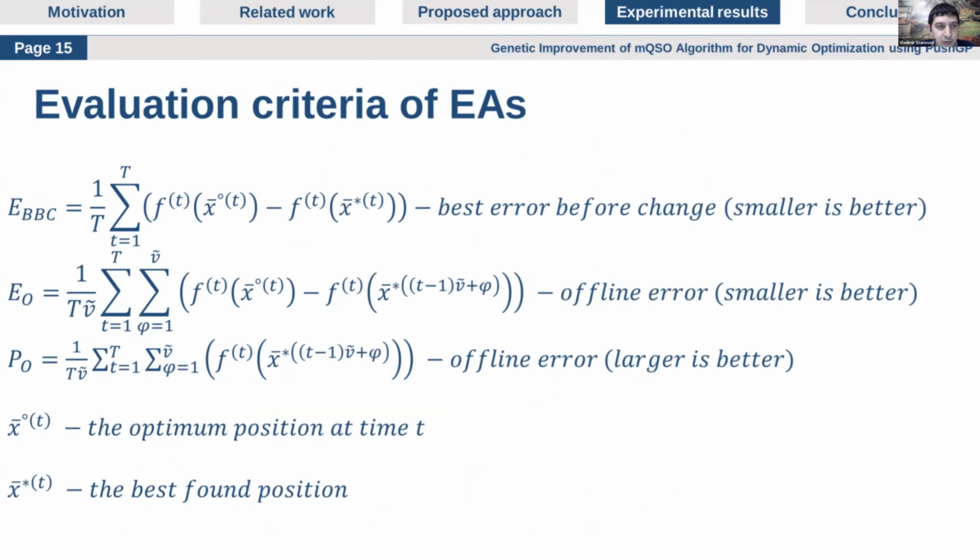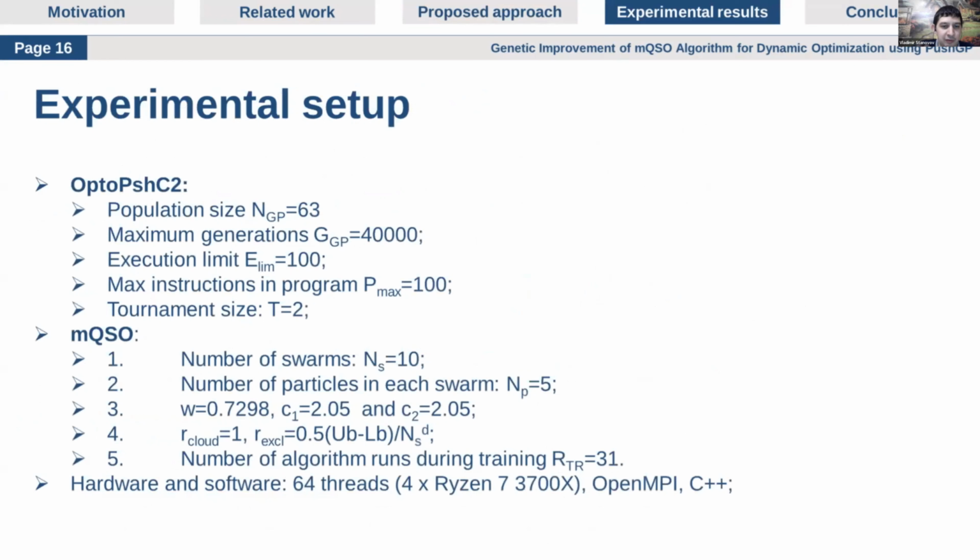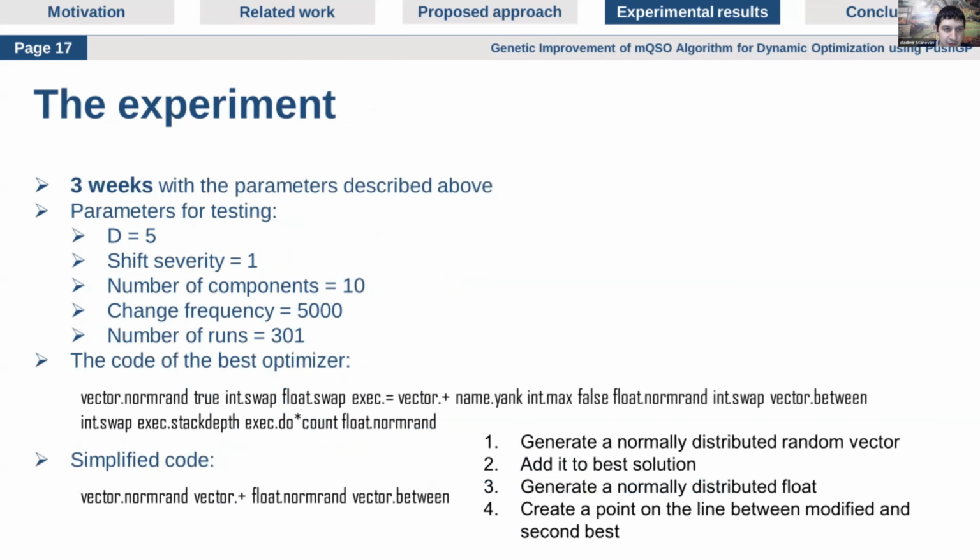So there are some evaluation criteria. We use the first one, the best before change error, and made several tests. So here are the parameters of experiments. There were 63 individuals in genetic programming and 40,000 generations. And it took 3 weeks to calculate on 4 computers in the network. The mQSO was a standard algorithm, and the problem parameters were varied just to eliminate overfitting.